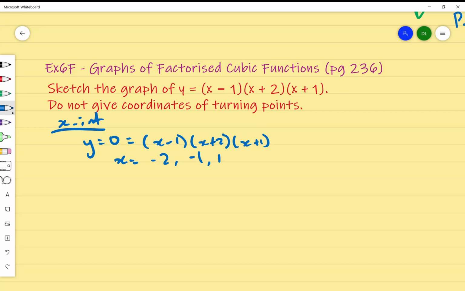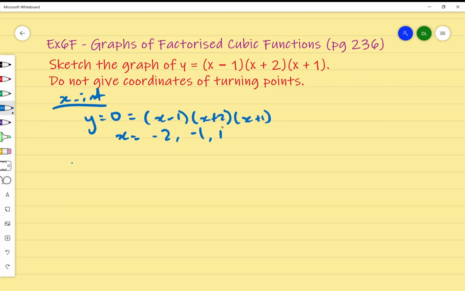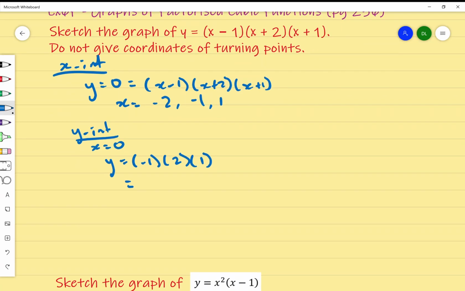Let's find our y-intercept. So, my y-intercept, I let x equal to 0. And I get y equals to negative 1 times by positive 2 times by positive 1. Akshay, what'd I get? Are we okay with that? So negative 1 times by positive 2 gives us negative 2, times by positive 1 just gives us negative 1. So we've got those coordinates there.